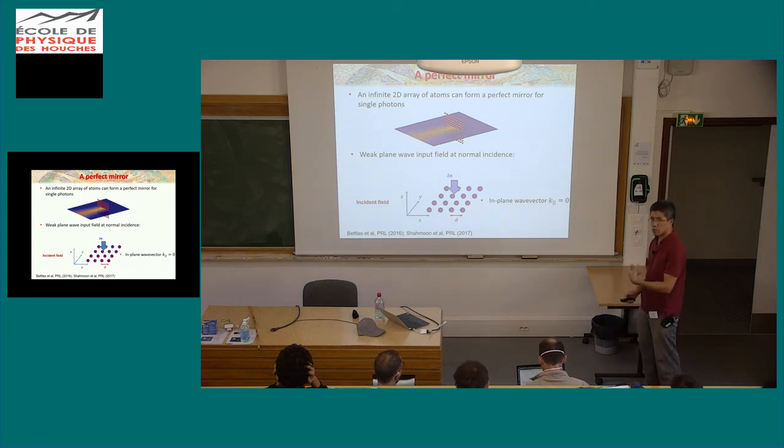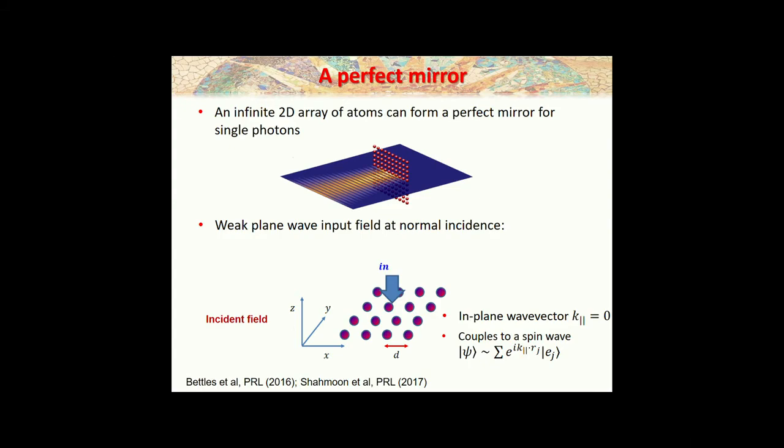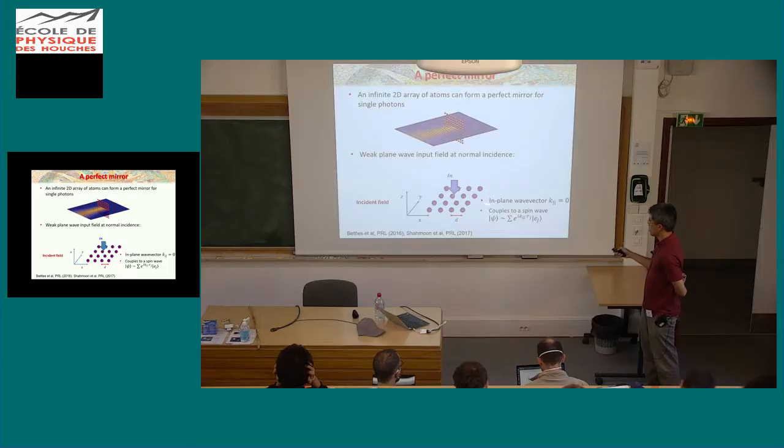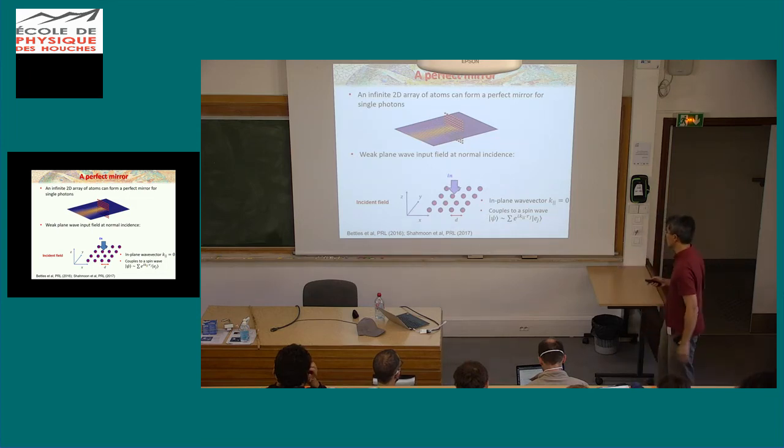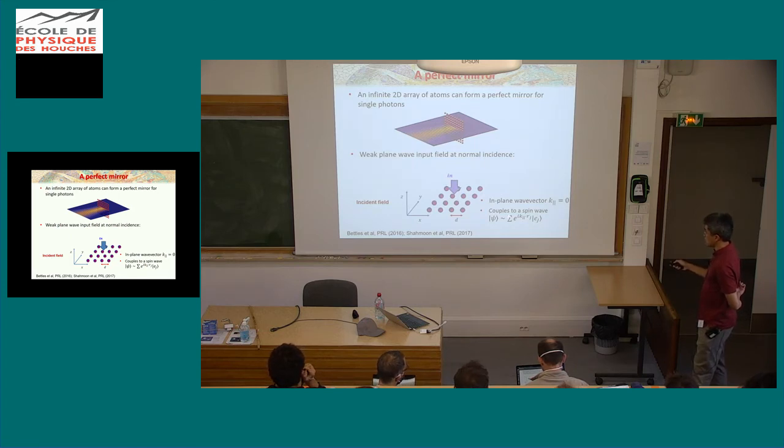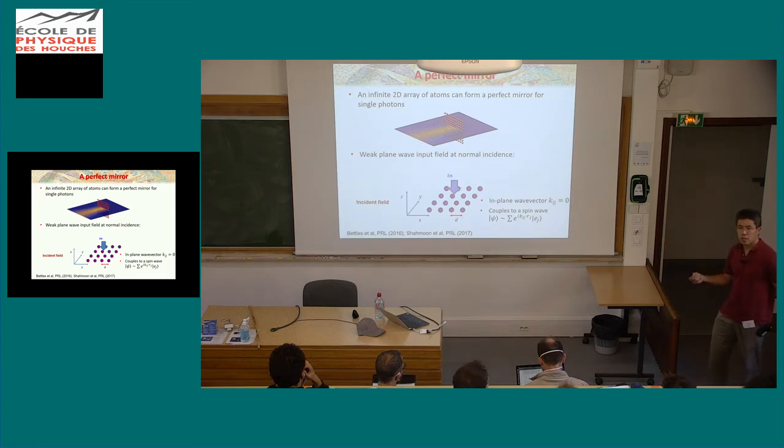Because of the discrete translational symmetry of the system, I know exactly the form of the collective spin wave excitation that this plane wave is going to excite. In particular, if the plane wave is weak, so at most there's only one excitation in the system, then I'm going to couple to this collective excitation where one atom is excited with a relative phase e to the ikr, where this wave vector k parallel is exactly that of the light that I send in. So in particular, if I come in at normal incidence, all the atoms will be excited in the same relative phase. That makes sense.